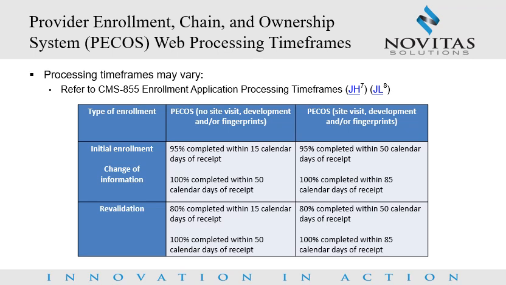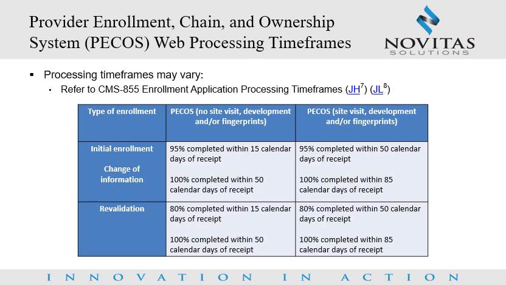For PECOS revalidation applications that do not require a site visit, development, and/or fingerprints, 80% are completed within 15 calendar days of receipt, and 100% are completed within 50 calendar days of receipt.